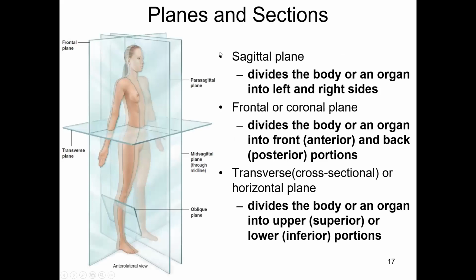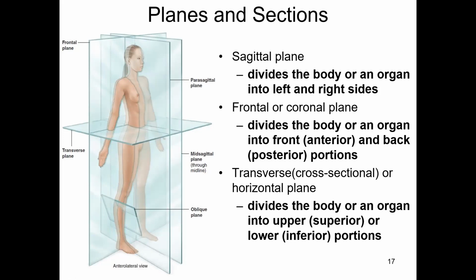So let's demonstrate this. The sagittal plane divides the body into left and right portions. You see the mid-sagittal plane here, dividing our body into equal left and right portions. The para-sagittal plane divides the body into unequal left and right portions. We have the frontal or coronal plane. You can see the representation right here. It divides the body into anterior and posterior portions. And we have a transverse plane that divides the body into superior and inferior portions. We also have a rarely used oblique plane. We may say a little more about this in the lab.